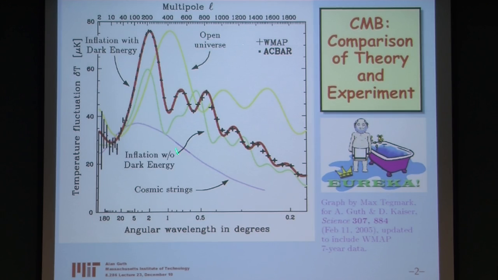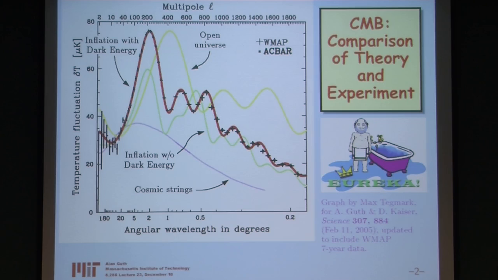With the help of Max Tegmark, we've also put on this graph what other theories of cosmology would give. So if we had an open universe where omega was just 0.2 or 0.3, as many people believed before 1998, we would have gotten this yellow line. If we had inflation without dark energy, making omega equal 1 out of ordinary matter, we would get this greenish line, which also doesn't fit the data at all.